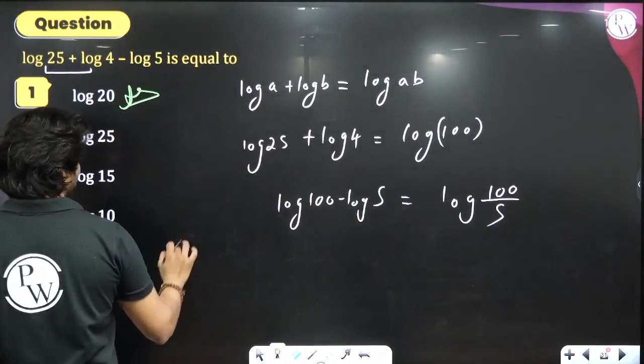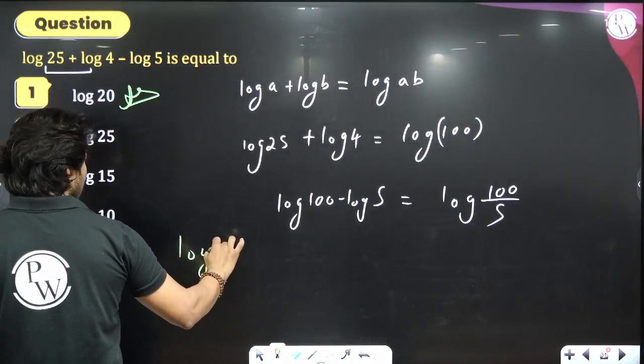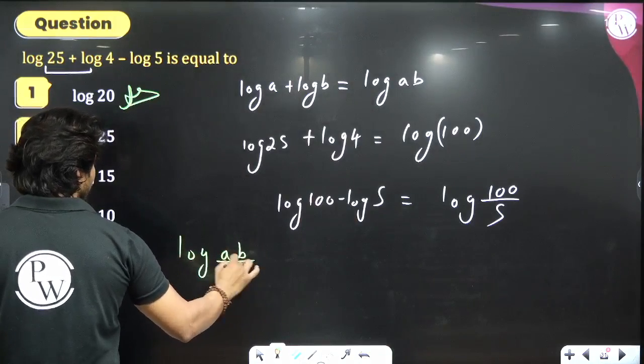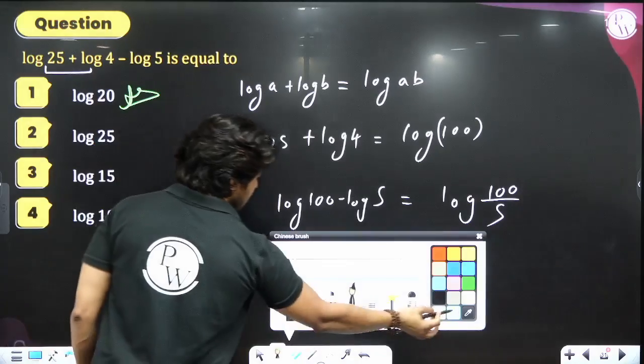Or simply you can write it as log of A B divided by C. A plus B minus C. Cool?